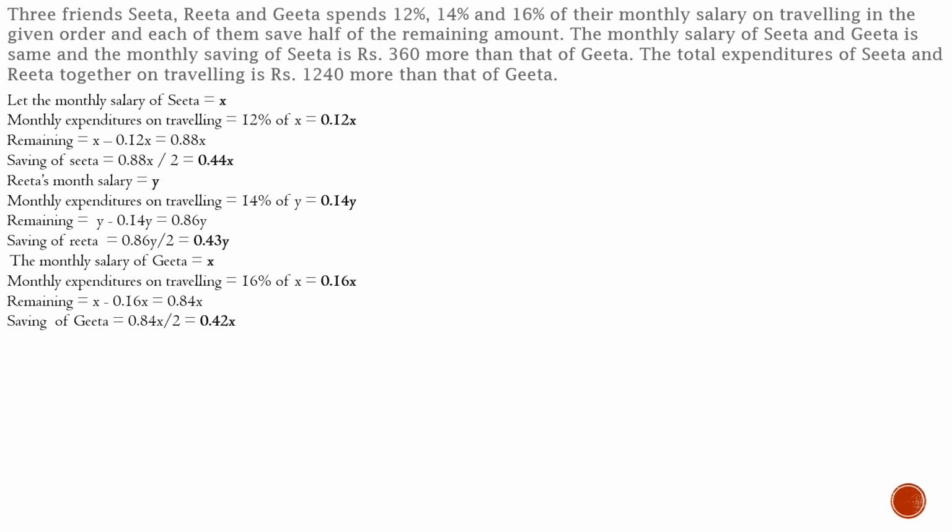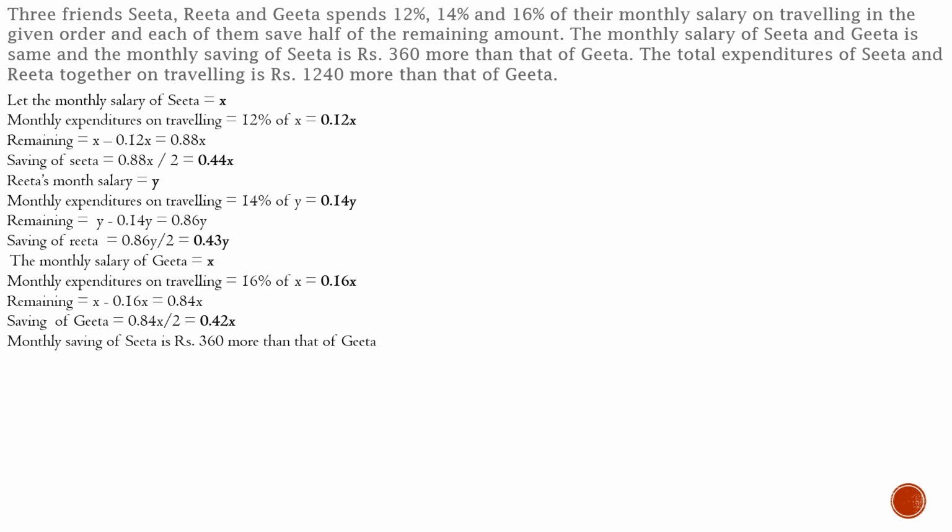So we can see that the monthly salary of Sita is X, on traveling she spent 0.12x and her saving is 0.44x. The monthly salary of Rita is Y, on traveling she spent 0.14y and her saving is 0.43y. The monthly salary of Geeta is X, monthly expenditure on traveling is 0.16x and the remaining is 0.84x. So her saving will be 0.42x. Now we have to find X and Y using other given information.